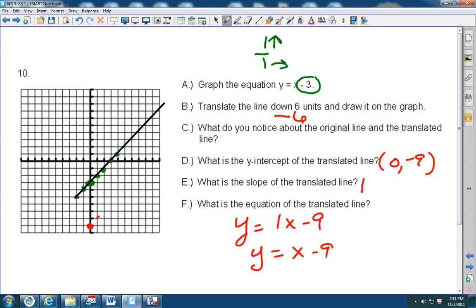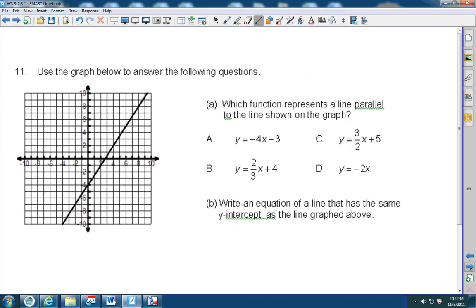So I'm going to go up 1 and to the right 1, and keep going, but I know my lines are parallel. Well, why are they parallel? Because the slopes are the same and the y-intercepts are different. Here's the next one. Take a minute and figure out if you can see what this is.